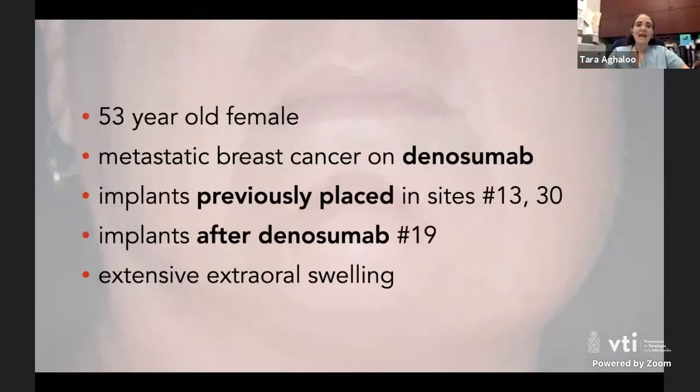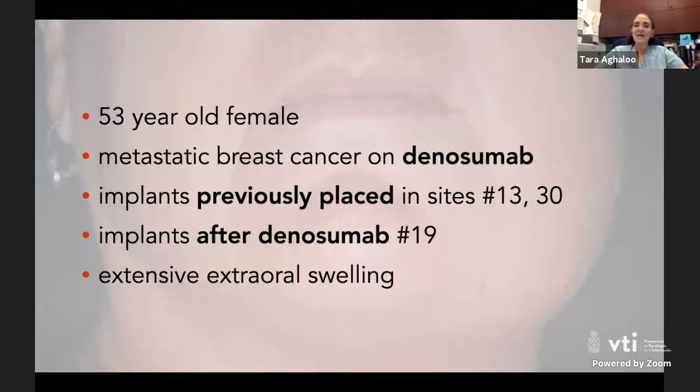This is another patient of mine who you can see that she comes in, it looks like she has a swelling, maybe an infection in the left posterior mandible. And her history was that she has metastatic breast cancer and she's been on denosumab. She previously had implants in sites, the upper left premolar and lower right molar, but since she had her cancer therapy, somebody did an implant in the lower left.